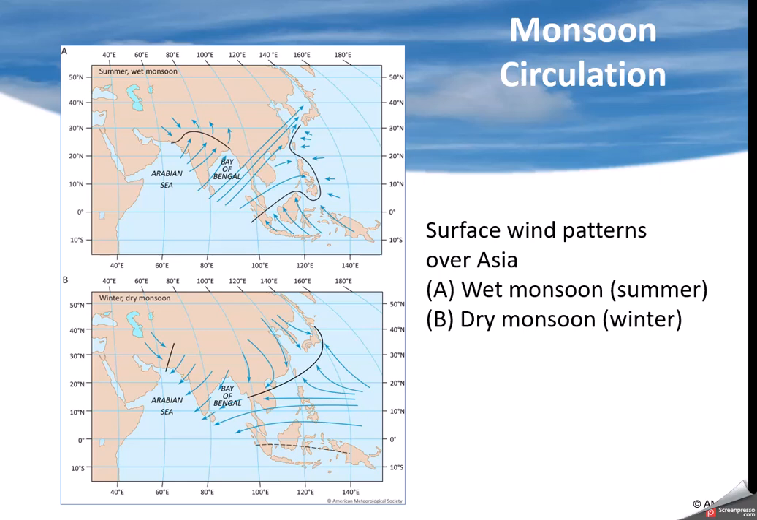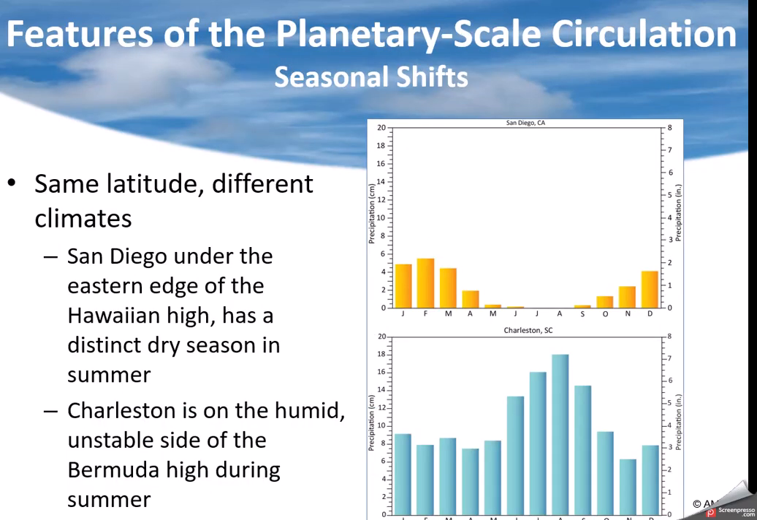And it's consistent. Once it sets in, it stays there. And it's consistent in winter. That's why it's called a monsoon. The winds stay there for a long time, months. Interestingly, we can be some areas on the edge of these as well.